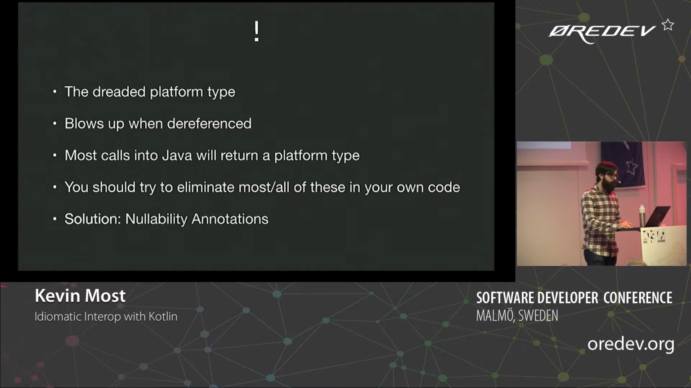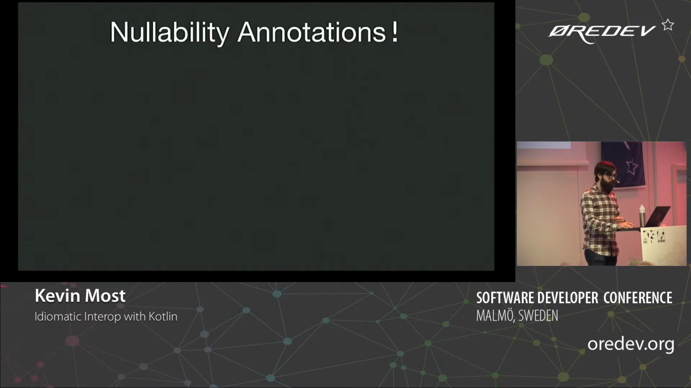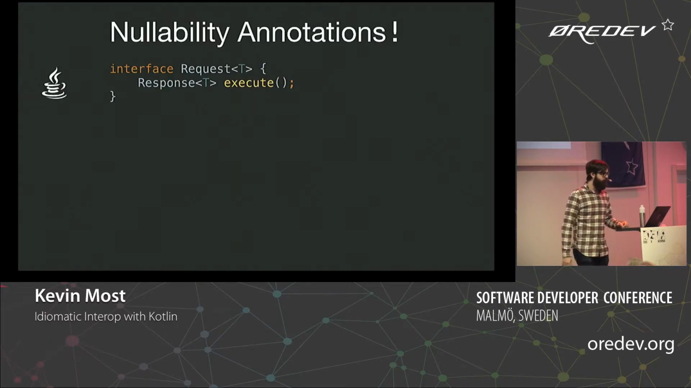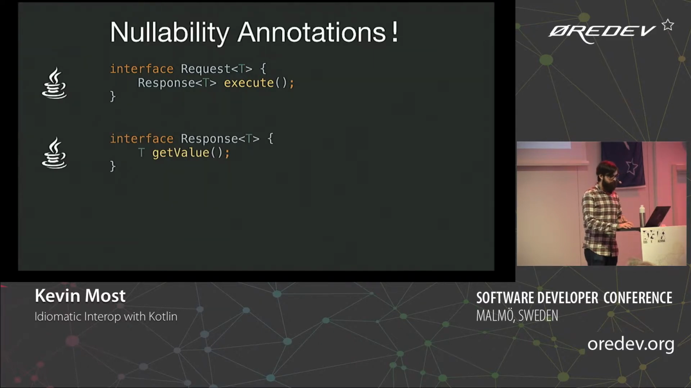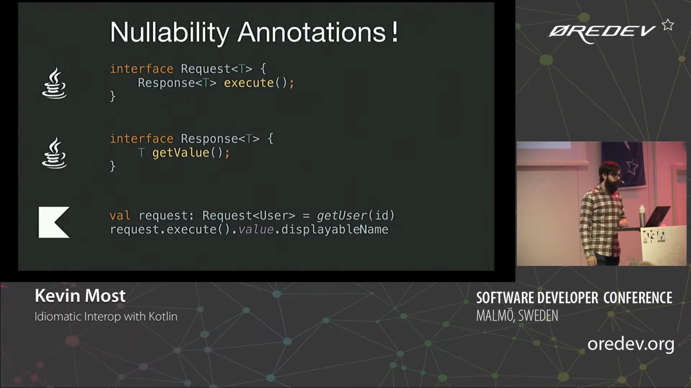So the solution is nullability annotations. You can actually eliminate them from your Kotlin by changing your Java code. So these are changes, again, you make in Java, not in Kotlin. So let's say you have a Java request object and you can execute it and get back a response, and that response has a value on it. And let's say I'm making some get user request, I execute it, I grab the value and I grab the displayable name off it, and I get this horrible NPE, and I go, what happened? I thought Kotlin has no NPEs, this is a terrible language.